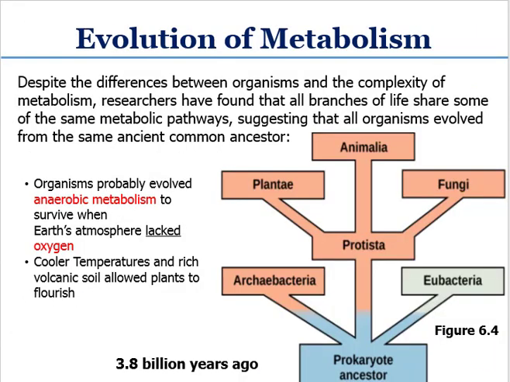Despite the differences between organisms and the complexity of metabolism itself, researchers have found that all branches of life share some of the same metabolic pathways, and this suggests a common ancestor. Anaerobic organisms were better suited for the extreme conditions found here on early Earth. As the Earth's mantle cooled, photosynthetic organisms could take hold and eventually contribute to Earth's oxygen-filled atmosphere.